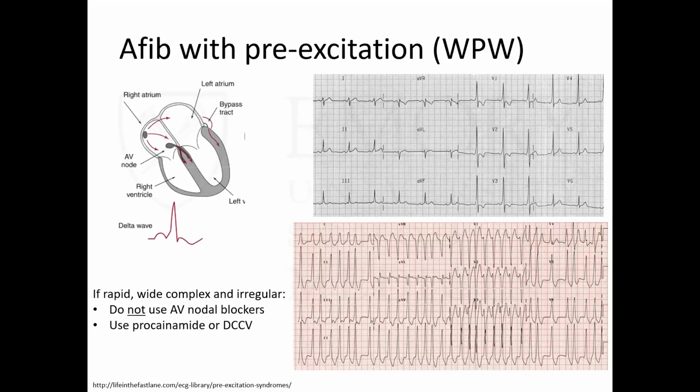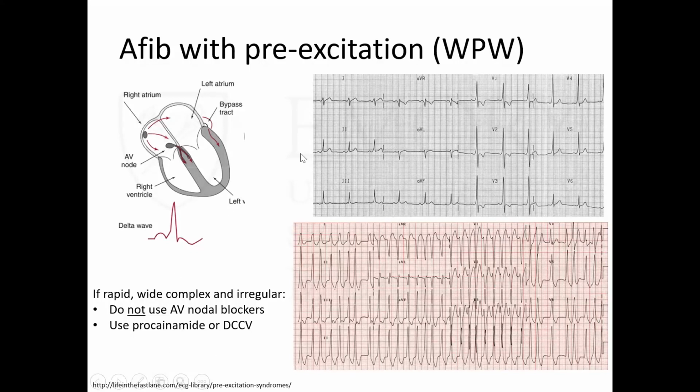If they're reasonably stable, you want to avoid using AV nodal agents because that'll facilitate conduction down the accessory pathway, and you can conduct very rapidly and precipitate VFib from the AFib. So you can either cardiovert. Historically, the drug of choice has been Procainamide because it slows conduction both through the AV node and through the accessory pathway. The truth is Amiodarone is also probably pretty safe in this situation.